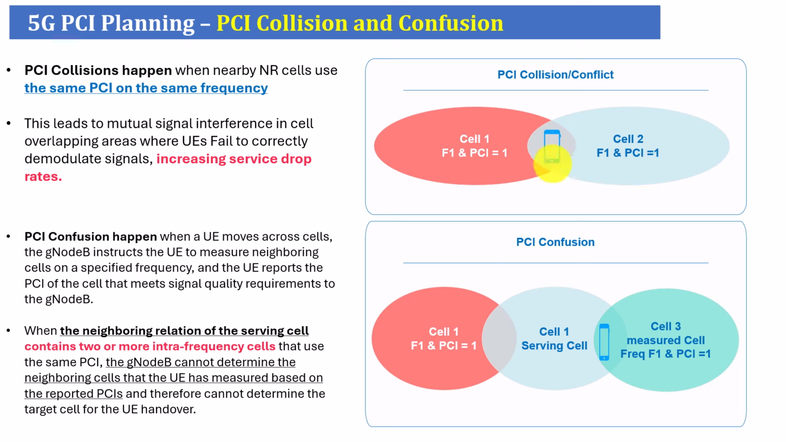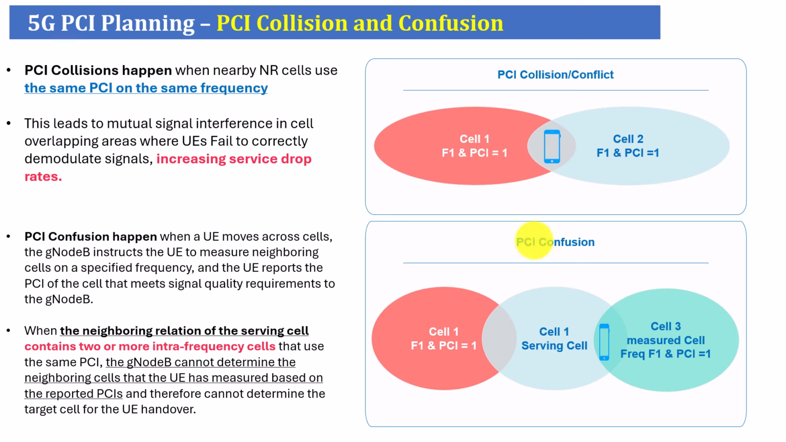The UE will not understand anything in the measurement, because two cells are having a conflict. This leads to mutual signal interference and overlapping, and the UE will fail to correctly decode the signal because of this conflict. So this will increase the service error rate, and even the handover will be impacted, and so on. That's why they have this concept of reuse distance. You need to have a higher reuse distance for the PCIs.